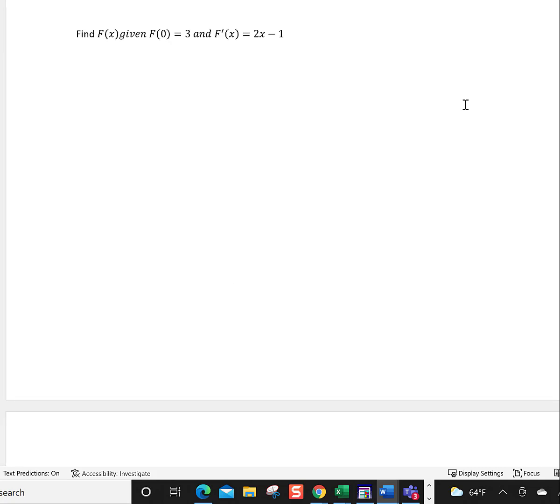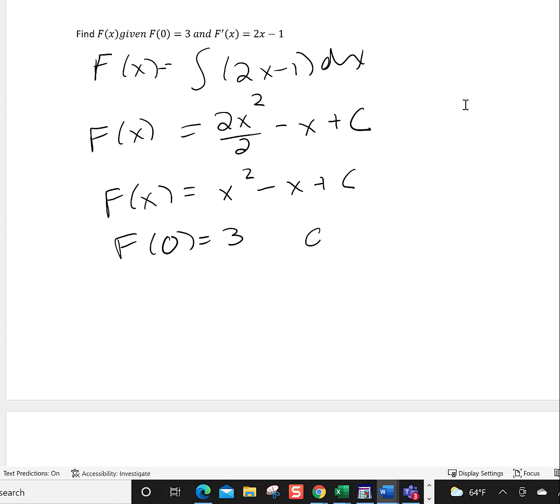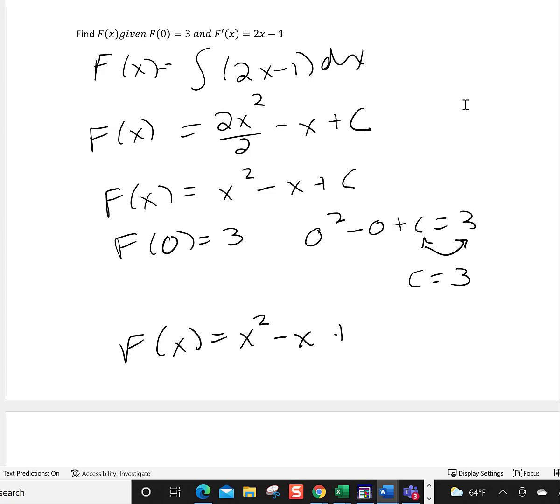Let's try that again. We're going to find f of x. This time f of 0 is 3 and f prime of x is 2x minus 1. So to get f, I'm going to integrate 2x minus 1 dx. This is going to give me 2x squared over 2 minus x plus c, and this is f of x. F of x is equal to x squared minus x plus c. But I just said f of 0 is supposed to be 3. So 0 squared minus 0 plus c is 3. I can see c is 3. So my function f of x is x squared minus x plus 3.